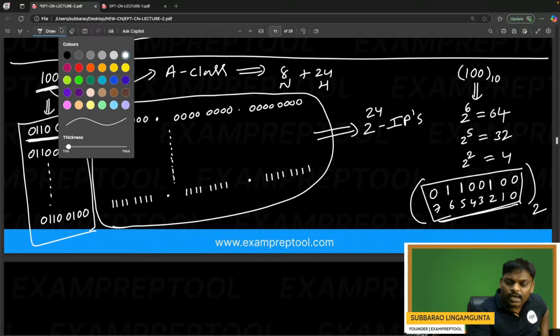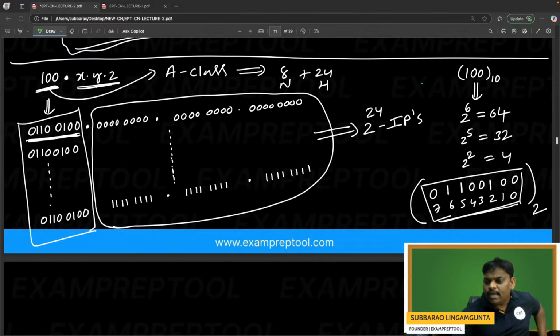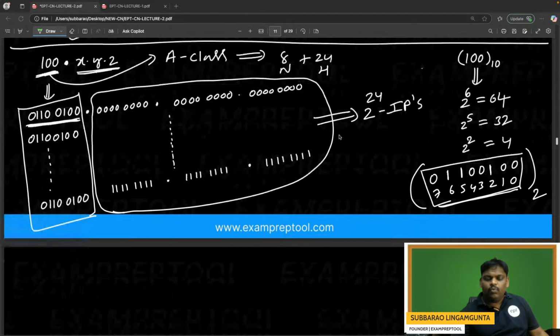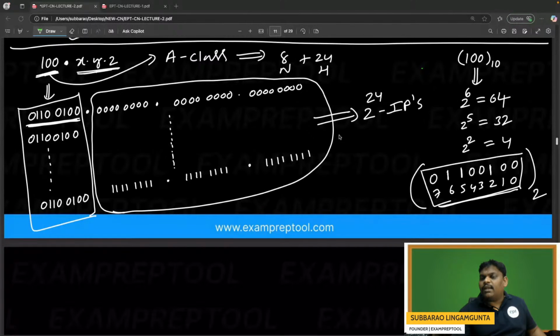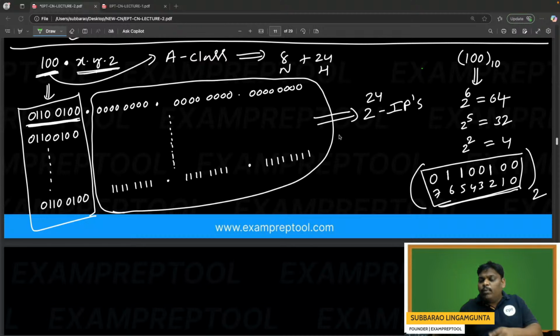Now it is the correct time to ask you. All of you give the answer: one class A network contains how many IPs? We are talking about class A network 100. There are 128 class A networks: class A network 0, class A network 1, class A network 127, and class A network 100 also. We are talking about 100. Can you help me?